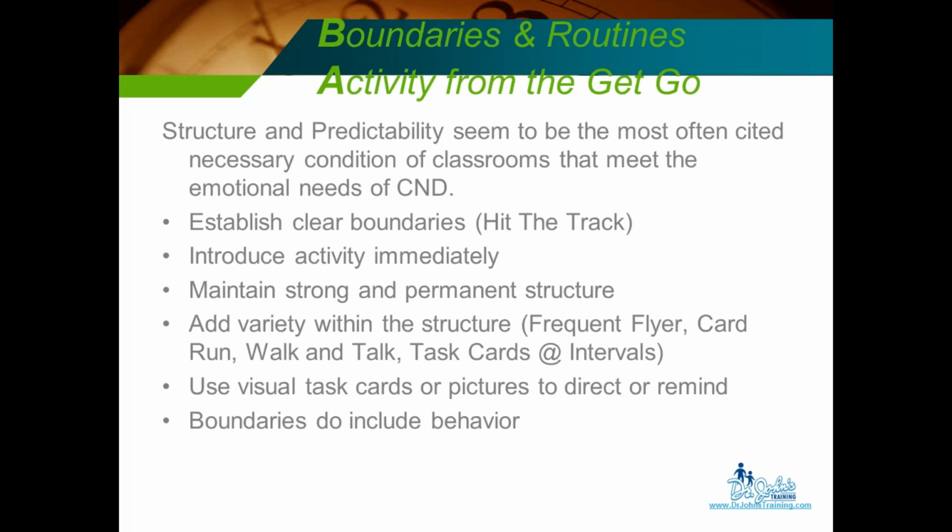So let's take the B and the A of BASICS and look at structure and predictability, which happen to be at the top of the list for the most often cited necessary conditions of classrooms that meet emotional needs of these kids. So an example of that in CATCH is we want to establish clear boundaries. At the beginning of the implementation of the program, we establish a boundary in the gymnasium where the kids know immediately when they come to the gym they are expected to walk around a track. The same can be done in the outside activity area.